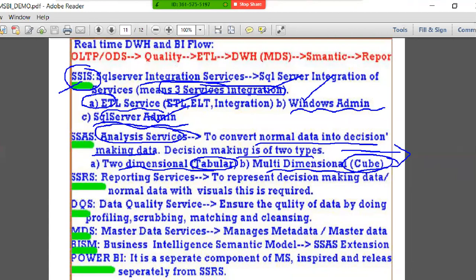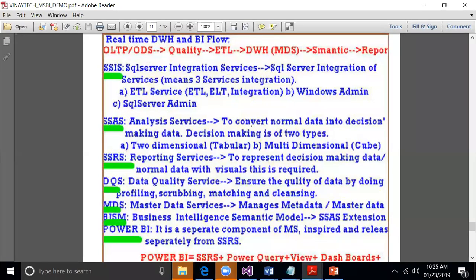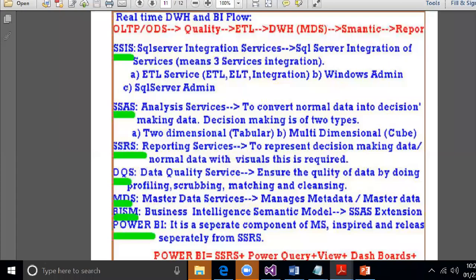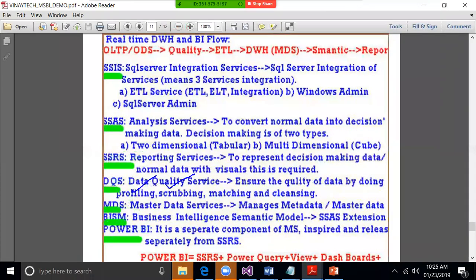So at the AS level, what are we doing? Converting into tabular models or converting into cube models. This is for simple analysis, corporate analysis. AS only deals with modeling. And RS is for presentation. And DQS is for quality assurance. What are the operations we are doing here? Profiling, scrubbing, matching, cleansing. There are 4 quality operations.